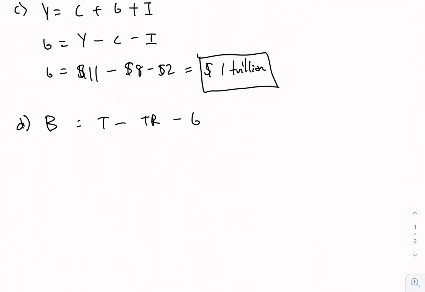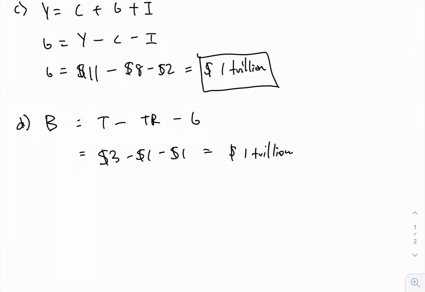We know all the variables on the right, and when we plug them in, we get that the government actually has a surplus of $1 trillion because they earn more revenue in taxes than they spend through transfer payments or other government expenditures.